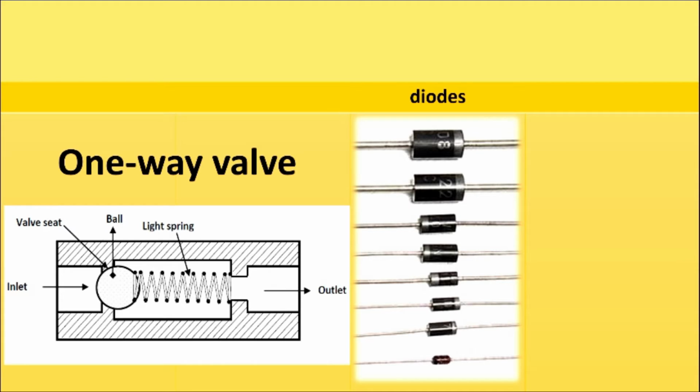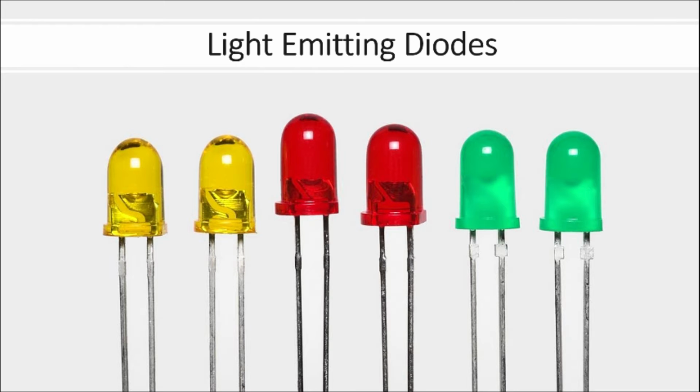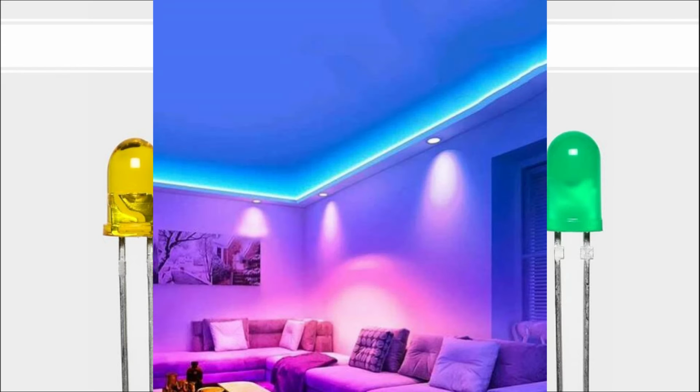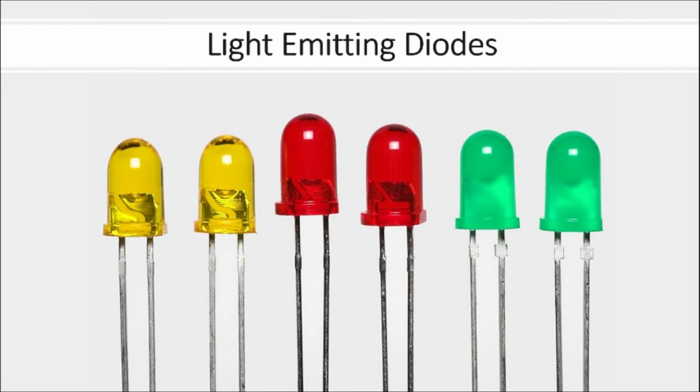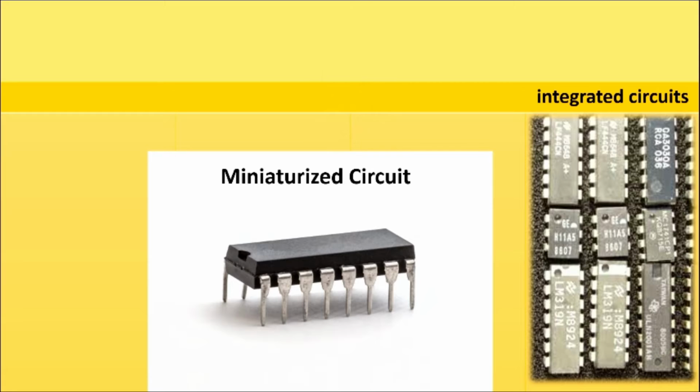A diode is like a one-way valve for electricity. It only allows electricity to flow through it one way. Fun fact, LEDs are a type of diode. LED stands for light emitting diode, and if you ever see anything like this or this, basically any small colored light indicating something on an electronic device, that is most certainly an LED. And finally, there are integrated circuits. They look like this, and it is a miniaturized circuit contained in a single package designed for a specific purpose.